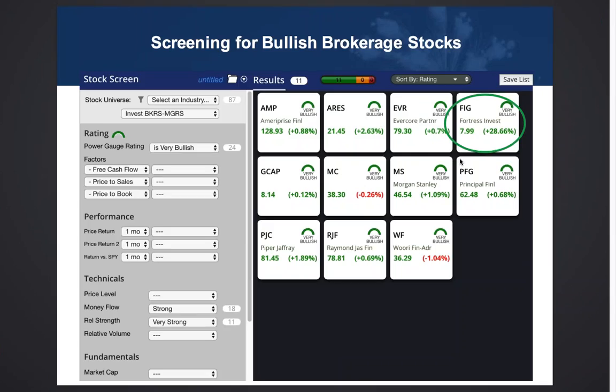Now, every day since the Trump election, because the financial sector has been so strong, I've been using our screener to look at 4 industry groups that make up the financial sector.